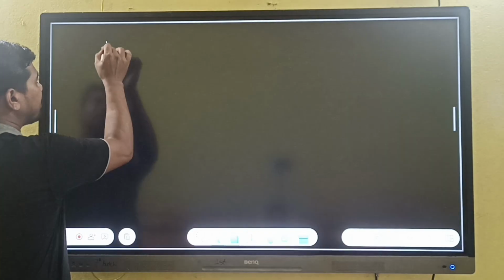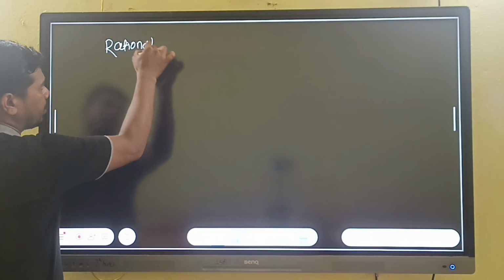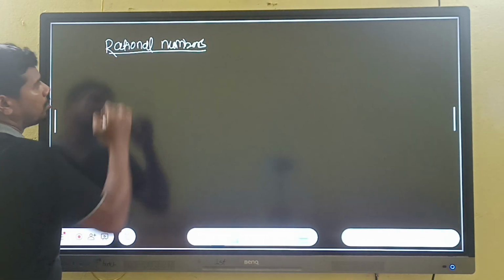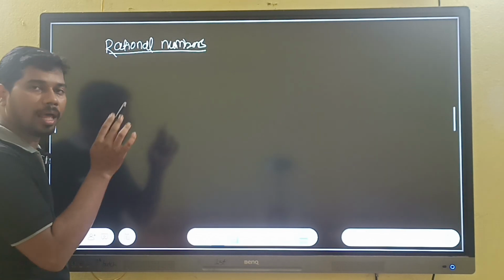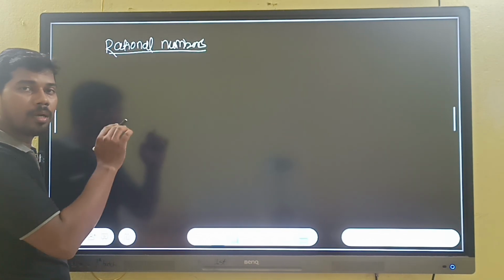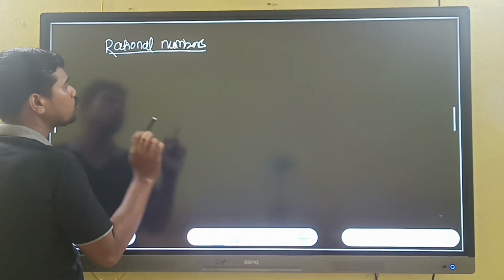Next one is rational numbers. The third one is rational numbers. We know that whole numbers, natural numbers and integers are all rational numbers. We can write them in the form of p by q, where p and q both are integers, but q is not equal to 0. Q should not be 0.